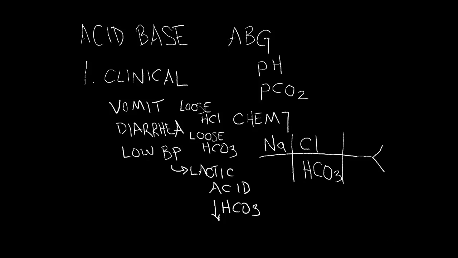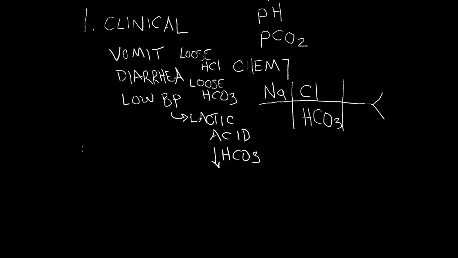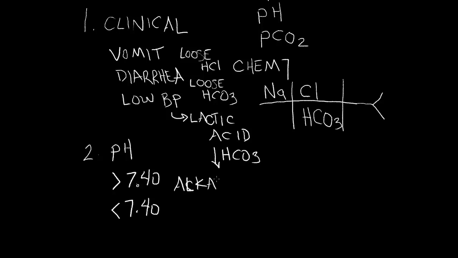The second step is to look at the pH. Does the patient have a pH greater than 7.4 or less than 7.4? If it's greater than 7.4, then they have an alkalemia. And if it's less than 7.4, excuse me, they have an acidemia.